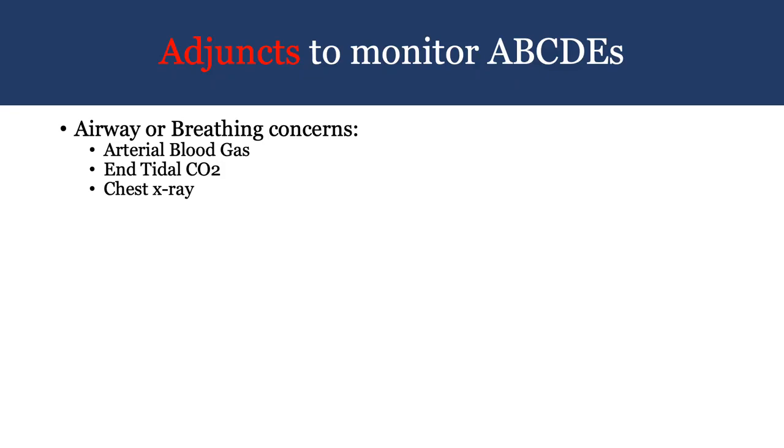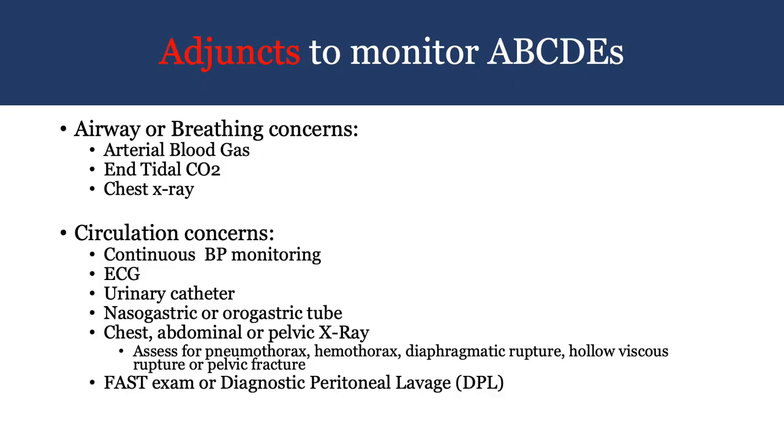to airway and breathing concerns include an ABG. It could be able to point to acidotic states and metabolic alkalosis. We have end-tidal CO2 or capnography monitoring. And then we have a chest x-ray, which could tell you a lot of information regarding pneumothorax, hemothorax, and any other chest injuries. For circulation, we usually want to have a blood pressure and have a monitor that gives us continuous blood pressure monitoring.